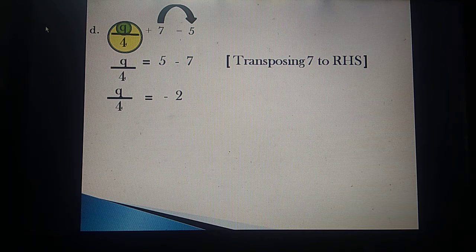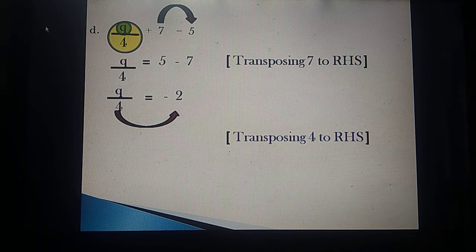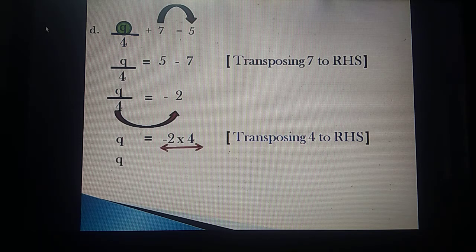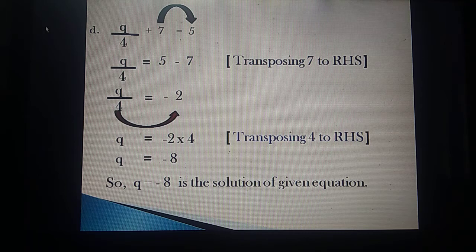Now the outermost circle is having 4. Shift 4. It means transposing 4 to the RHS. Right now, we are dividing Q by 4. After transposing, you are supposed to multiply the RHS by 4. Finally, you will get Q as, multiplying the RHS, -8. As only the variable is left now, this is your answer.